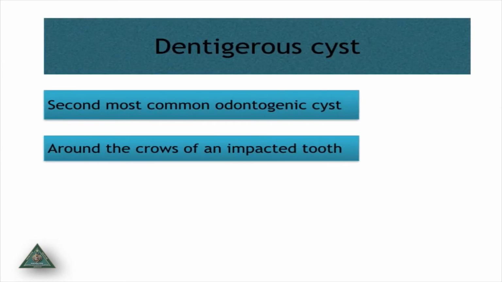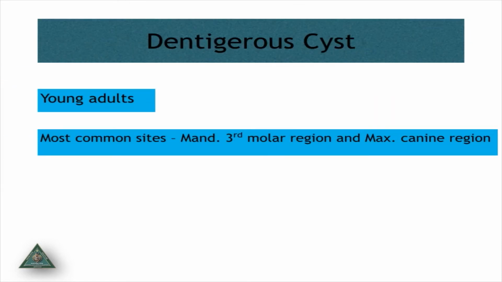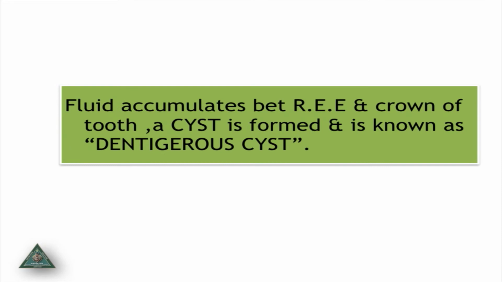Dentigerous cyst is the second most common odontogenic cyst. It occurs around the impacted tooth. It is mostly common in young adults, and the most common sites are the mandibular third molar region and the maxillary canine region. There is fluid accumulation between the reduced enamel epithelium and the crown of the tooth, and as it enlarges it gives rise to a dentigerous cyst.